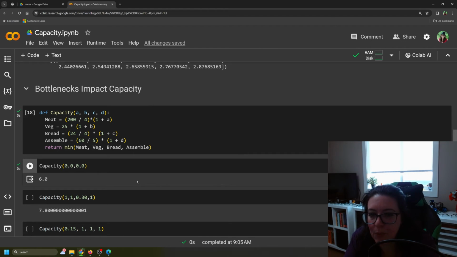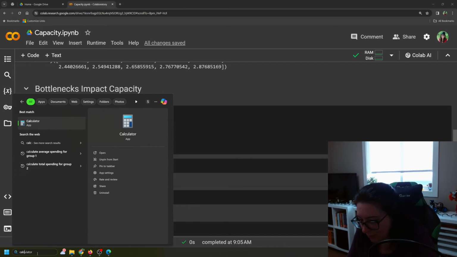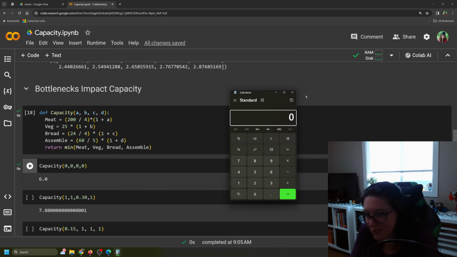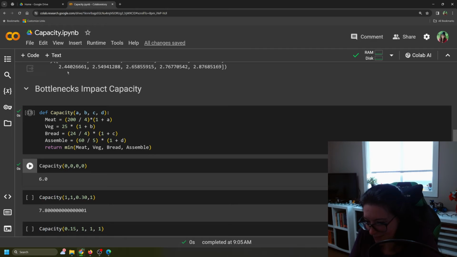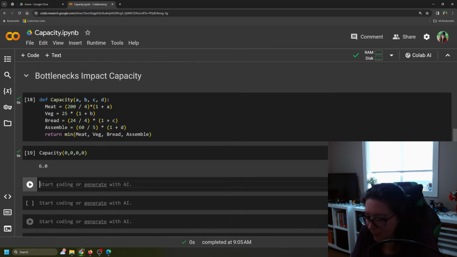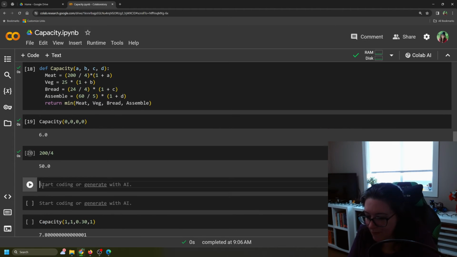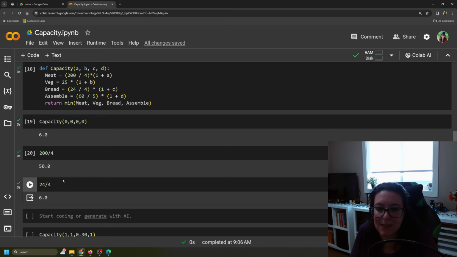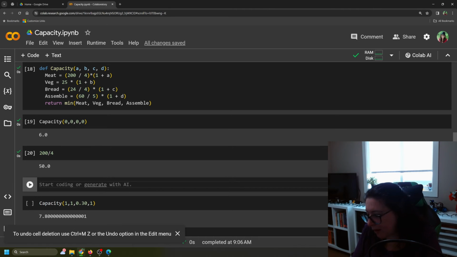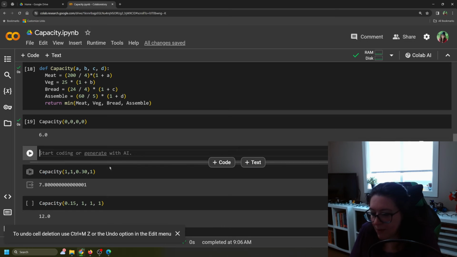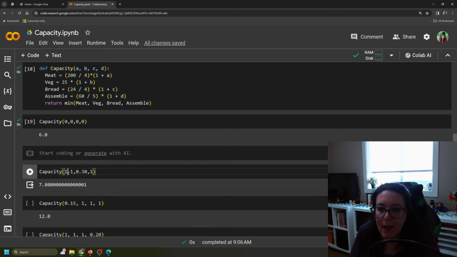And the limiting factor, if you were to run this and do 200 divided by 4, in fact, we could quick pull up a calculator, or we could do it in Python. Actually, let's just do it in Python. Why are we doing it in a calculator? So you can use Python to just do a calculation. 200 divided by 4 is 50. So it's obviously not the meat that's the problem. Vegetables, 25. There's no calculation there. 24 divided by 4 is where that 6 comes from. So we can see what's limiting our production is that creation of bread. Okay, so our capacity is limited. Now we can try other scenarios.